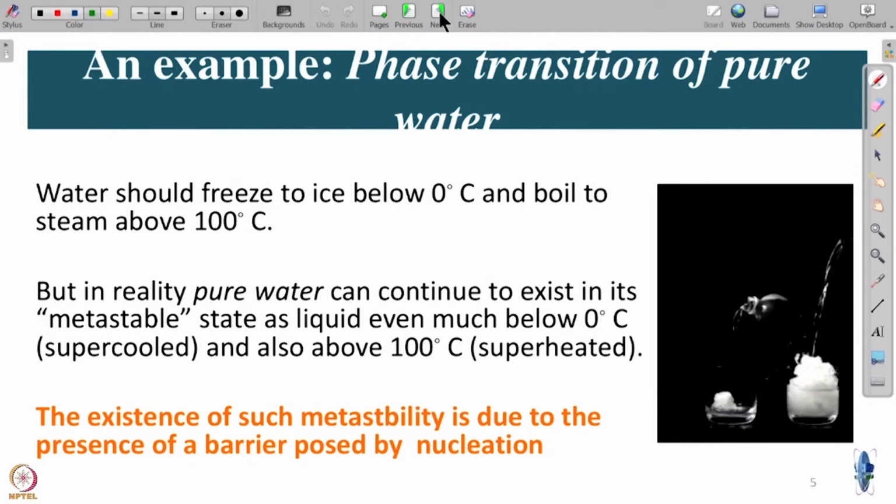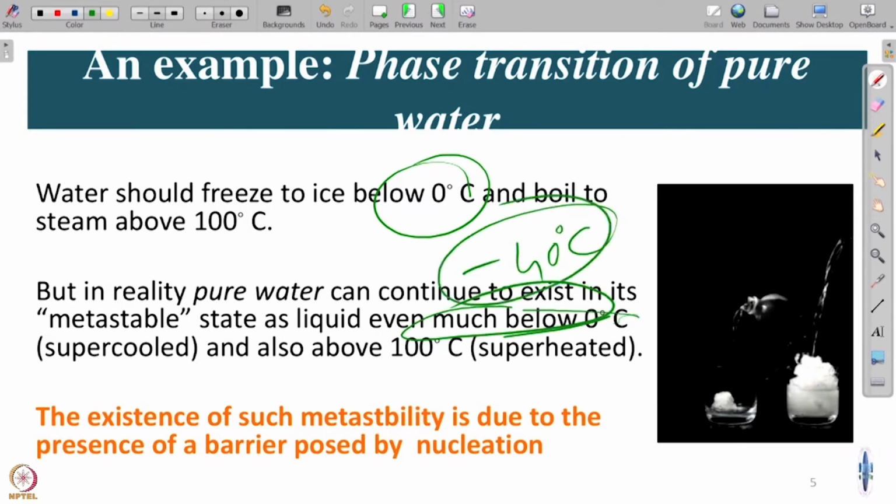Okay. And then an example, as I already said, that water should freeze at 0 degree centigrade, does not. It can be supercooled to much below minus 40 degree centigrade. Water remains water. Pure water does not freeze at 0 degree centigrade. That is because the embryo needs sufficient driving force to grow. It does not grow. Okay.